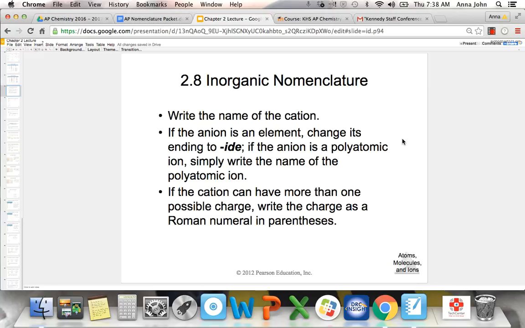And then the other option is if it's a polyatomic ion, so things like nitrate and phosphate and sulfate that you have to find on your gold sheet and that you're going to memorize some of them. You're just going to write the name. You don't have to change it at all. I'm going to talk about the second bullet point in just a couple of minutes, okay? So let's go to the next slide.